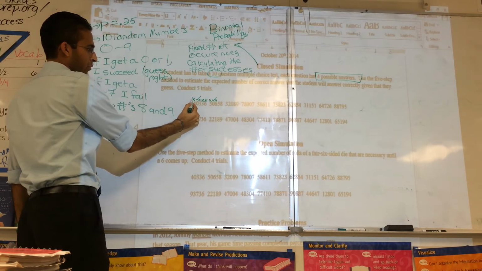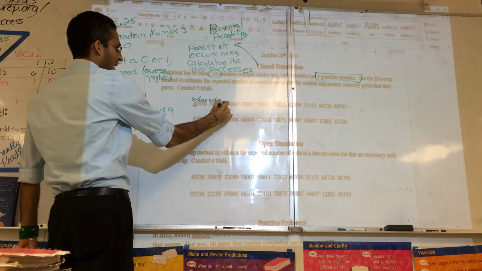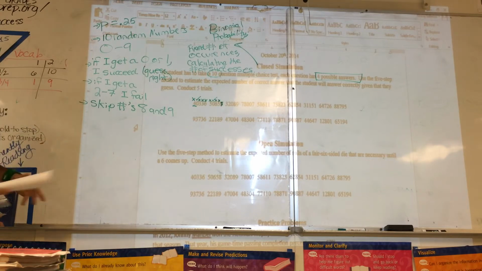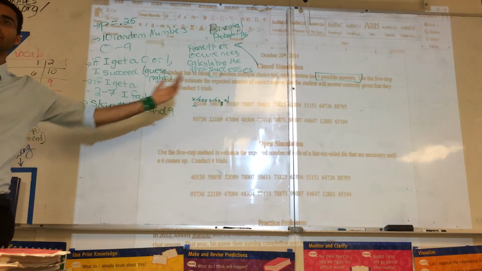So how many questions have I gone? 1, 2, 3, 4, 5, 6, 7, 8. A 5, I didn't get that right. I'm going to skip the 8 because the 8 is not included. And the 3, I did not get it right. So here are my 10 questions on the test.